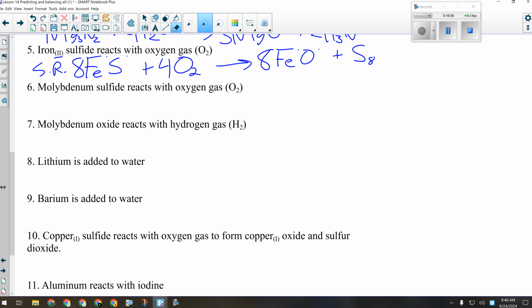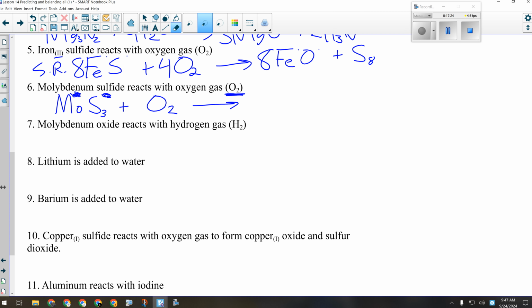Okay, molybdenum sulfide, MoS. Molybdenum's a 2, right? 6. It's a 6. See there, that's why I have to ask. +6, -2, so MoS3. Molybdenum sulfide is reacting with oxygen gas, which is O2. On a test or a quiz, I won't give that to you, by the way. You have to remember that oxygen is a special element.